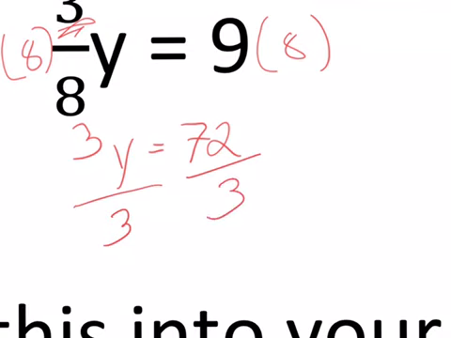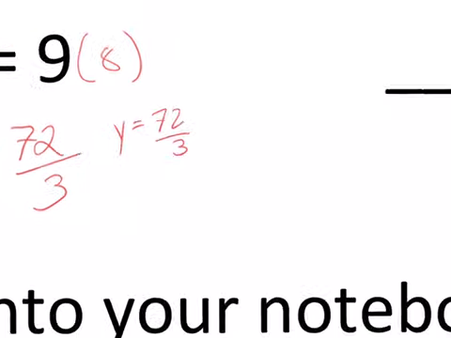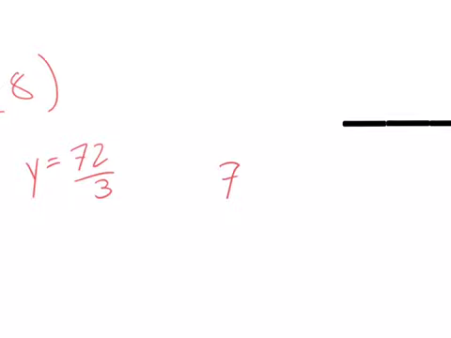Okay, so I divide both sides by 3, and I get y equals 72 over 3, which I know I have to divide. 72 divided by 3. 3 goes into 7 twice. And I get 6. Bring that down, I'm at 12. And I have 4.